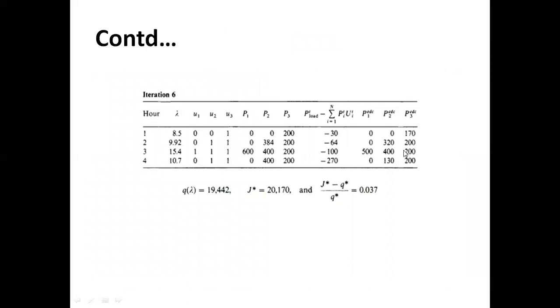For each economic load dispatch, we put these values into the equations of P1, P2, and P3 for each hour and sum those values. Where there is no generation, we take the cost of 10,000, and summing those for each hour, we find the value of J star.